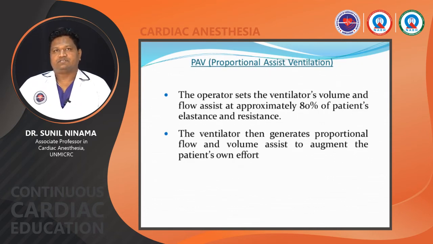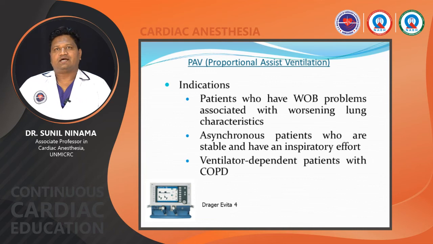Proportional assist ventilation: the operator sets the ventilator's volume and flow assist at approximately 80% of the patient's elasticity and resistance. The ventilator then generates proportional flow and volume assist to augment the patient's own effort. Proportional assist ventilation is indicated for patients who have work of breathing problems associated with worsening lung characteristics, asynchronous patients, patients who are stable and have an inspiratory effort, and ventilator dependent patients with COPD.